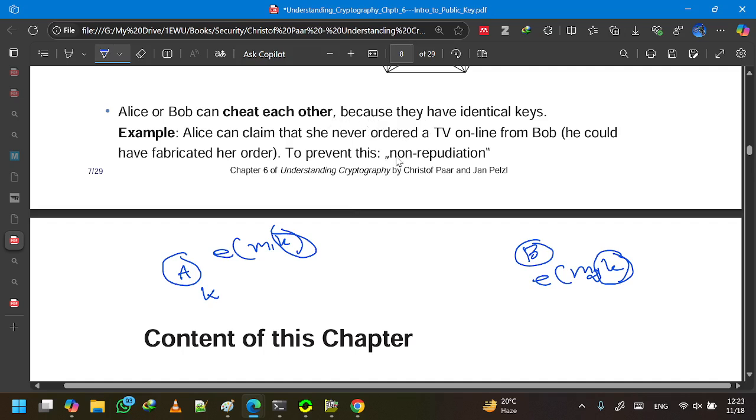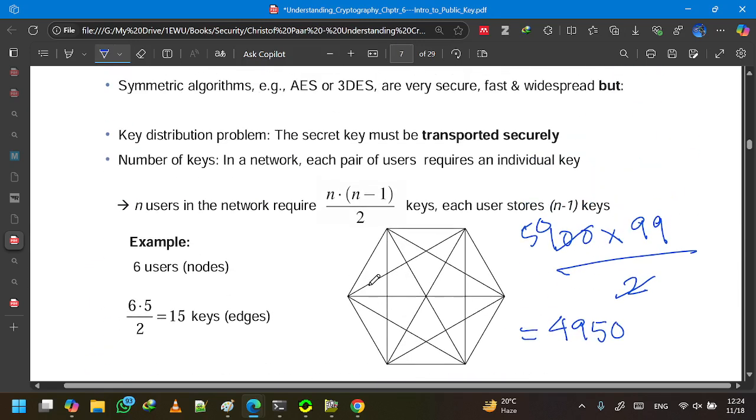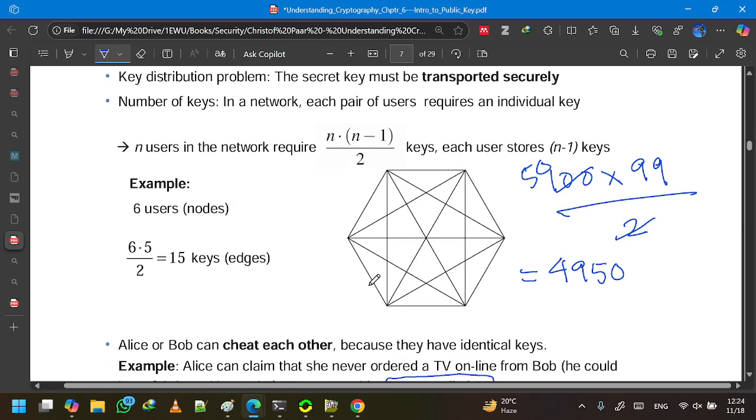So they can deny, they can do this repudiation. So that they cannot do this repudiation, we call it non-repudiation or accountability. So these are the problems of symmetric key cryptography. One is key establishment, the other one is key management. Key establishment is solved with Diffie-Hellman, but key management remains the problem.